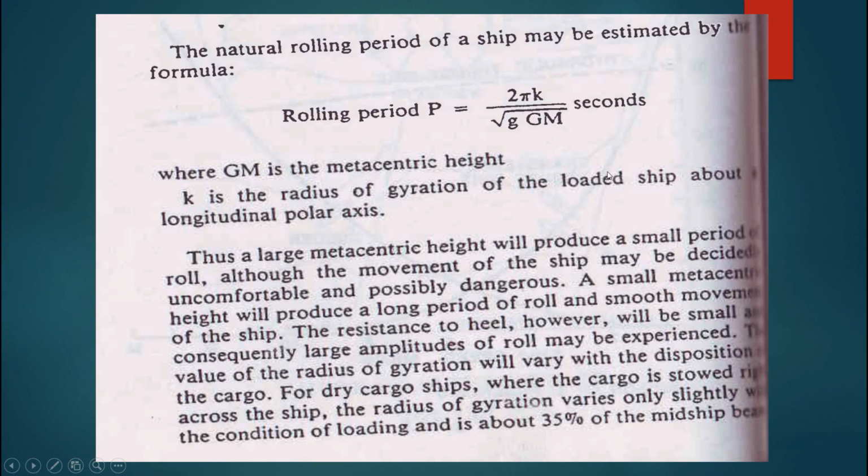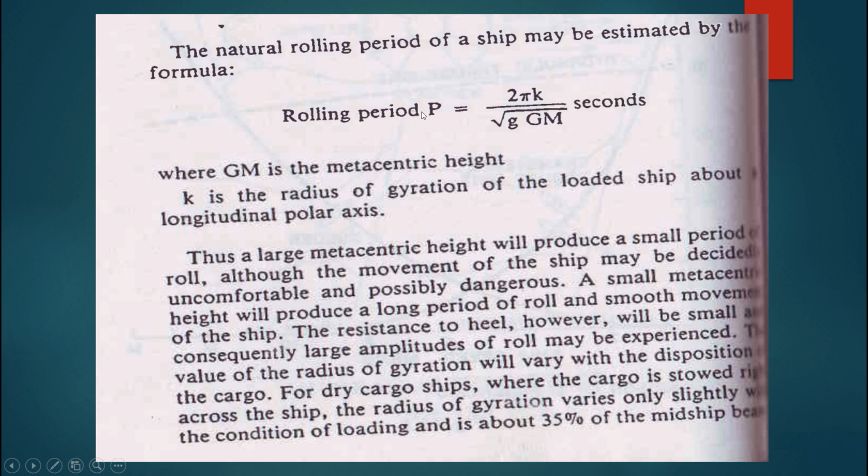The formula for the rolling period is T = 2π k / √(g·GM). Here k is the radius of gyration, which will vary for each ship, g is gravity, the normal constant 9.81, and GM is the metacentric height.